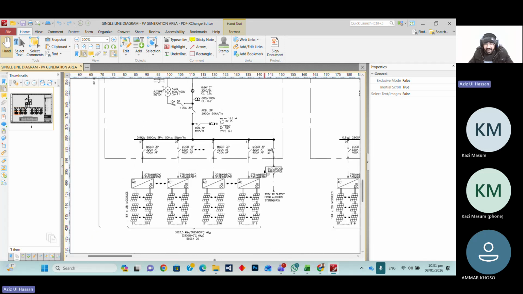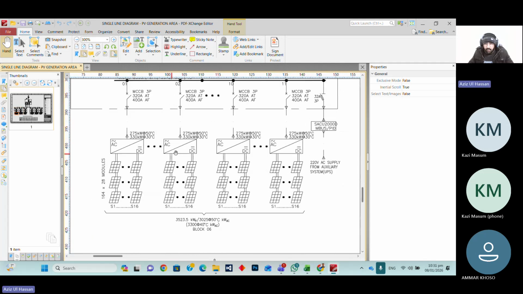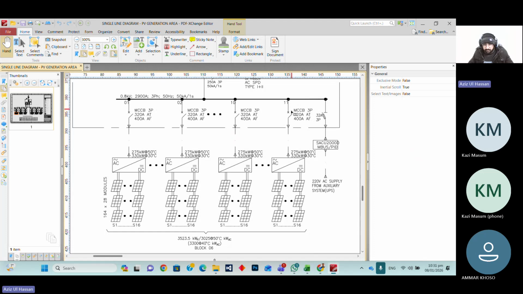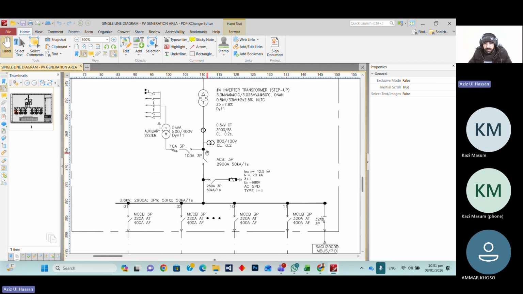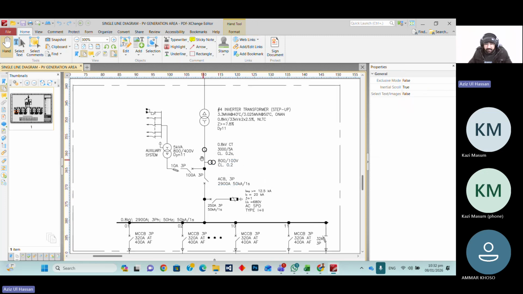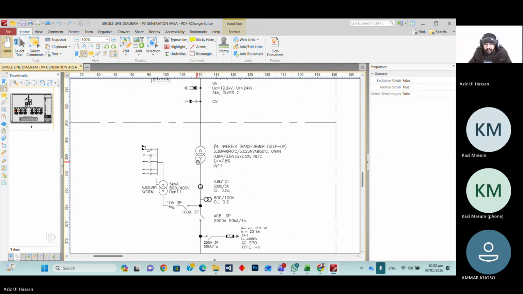Okay, in which this is the LV side. So here we have installed like 11 inverters. They have individual breakers, and their output breaker, one output breaker, like ACB 2900 ampere 50 kA, and then SPD available, and this is the auxiliary side of that transformer. Then we have the transformer. They will step up that transformer from 0.8 to 33 kV.